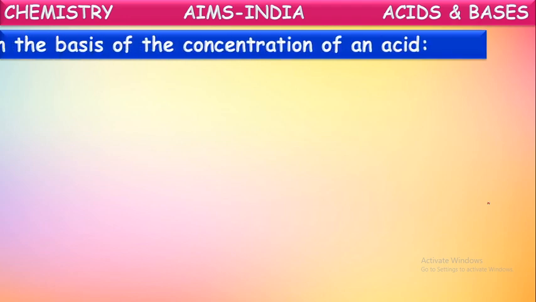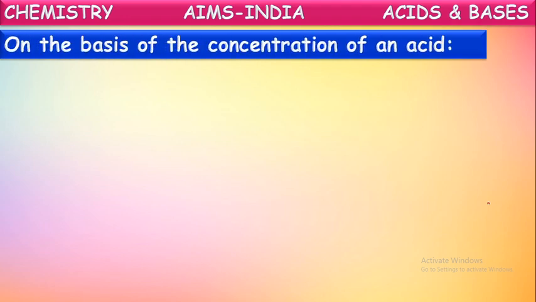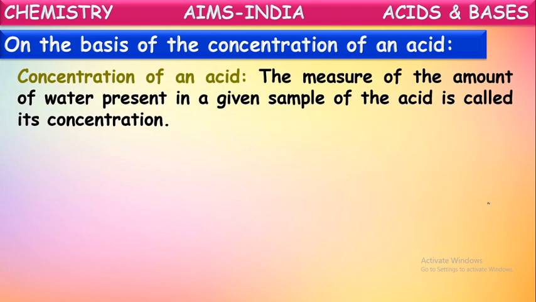Next, on the basis of concentration of an acid. What does concentration mean here? Concentration of an acid is the measure of the amount of water present in a given sample of acid. Based upon the quantity of water present in the sample of acid, its concentration is said. It is just the measure of the amount of water present in the given sample of acid. It is called concentration.